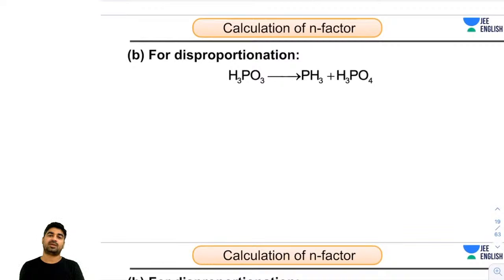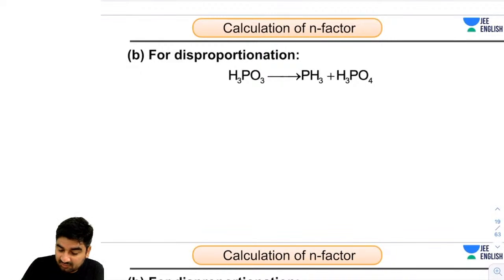H3PO3 converting into PH3, and it is giving you H3PO4, guys. Do the n factor calculation. Yes, Emmy. Emmy, Prabhat, Kishan, anyone. Kishan is in tension, waiting for his result, so right now he can't solve.